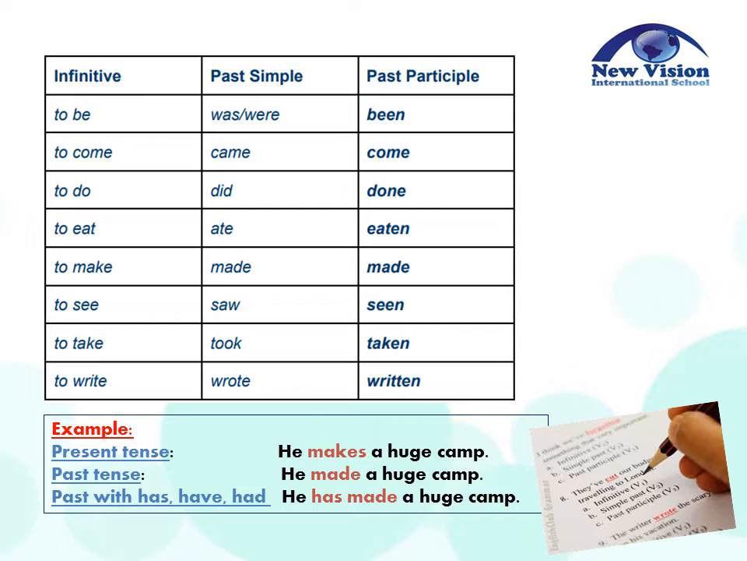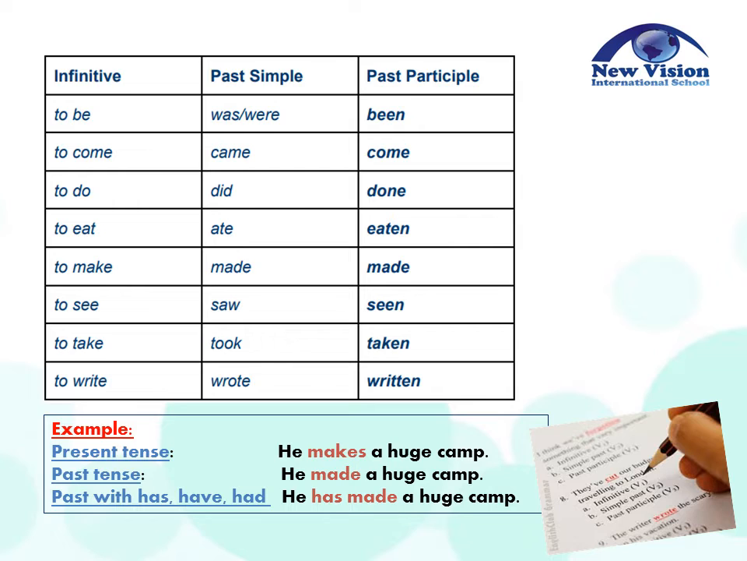But look at the third sentence. It's another kind of past tense. It's past participle. Here we are going to use another type of verb, or sometimes we can use the same verb as the past simple. You have to memorize them by heart, by the way. It doesn't have a specific rule. He has made. We cannot say here only he have. No, it's wrong. He has, because has comes with he or she or it. He has made a huge camp.